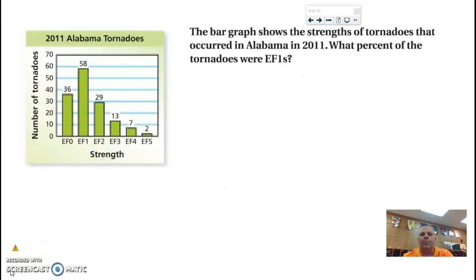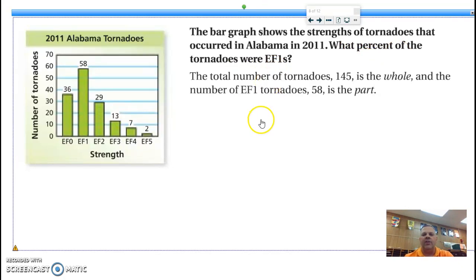In our first word problem example, this bar graph shows the strength of tornadoes that occurred in Alabama in 2011. Tornadoes are labeled by EF0, EF1, 2, 3, 4, and 5, 5 being the strongest. What percent of the tornadoes were EF1s? The first thing that I need to do is find the total number of tornadoes. When I added 36 plus 58 plus 29, 13, 7, and 2, I got 145 total tornadoes in 2011.